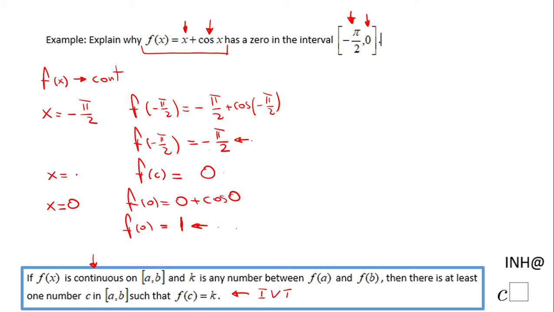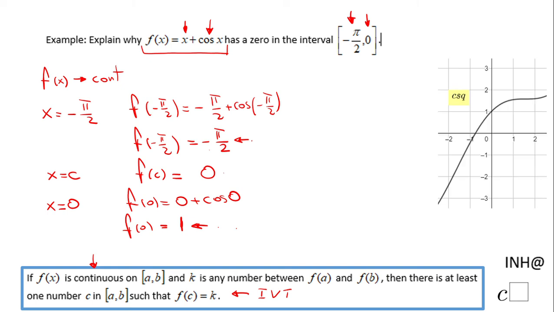How do I find that x? How do I find that C for which the function is equal to 0? That's an algebraic method, or in this case I'm going to use a graphical method. First of all, I want you to take a look at this picture. This picture shows us the function x plus cosine of x.